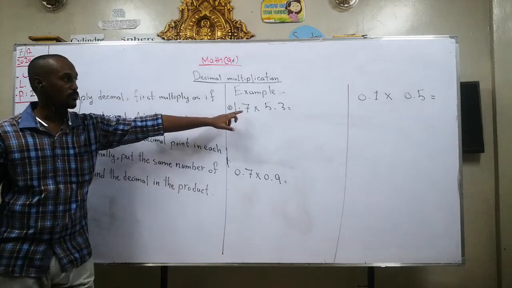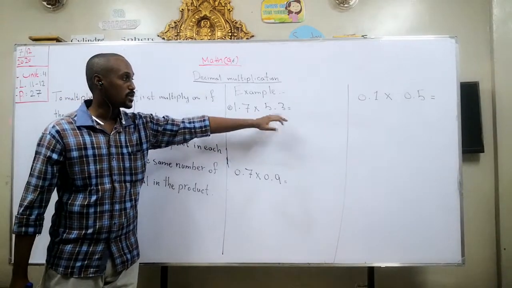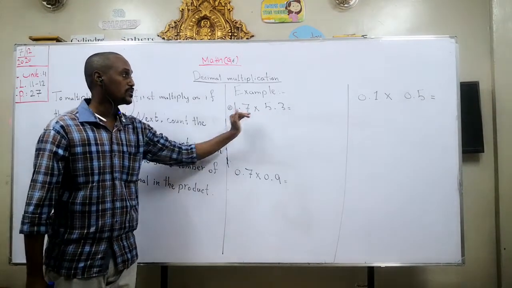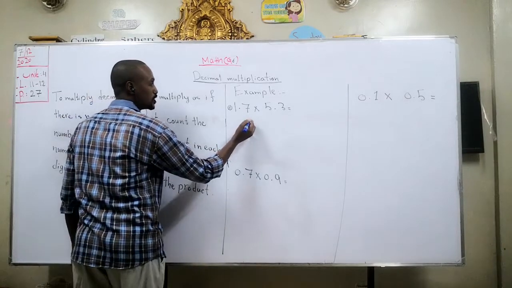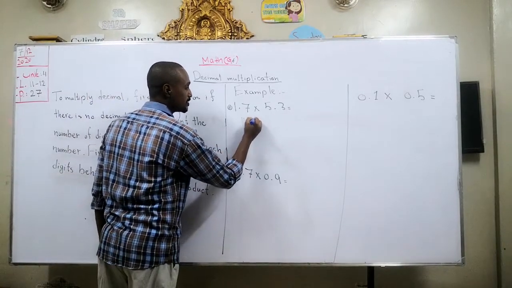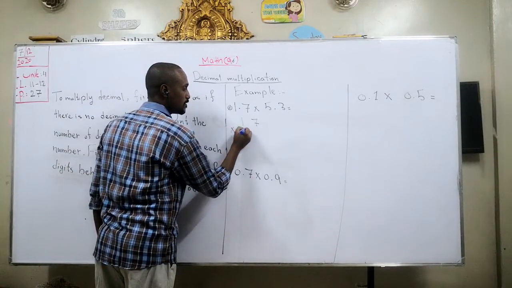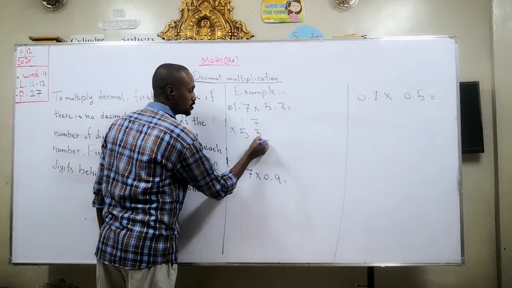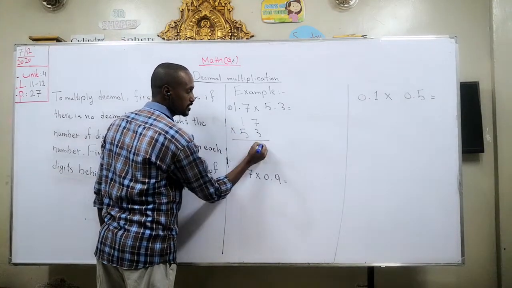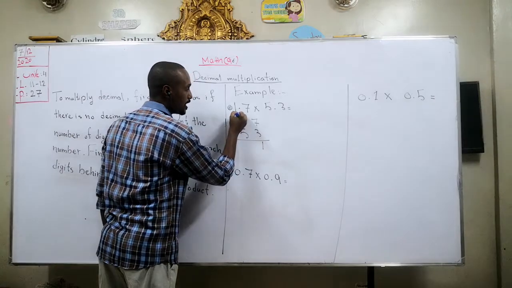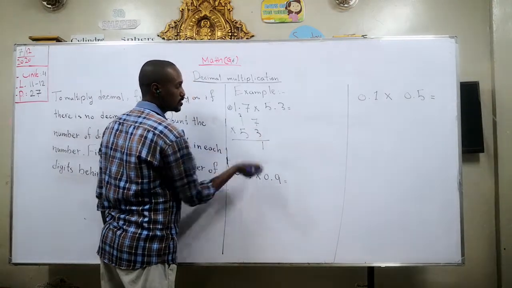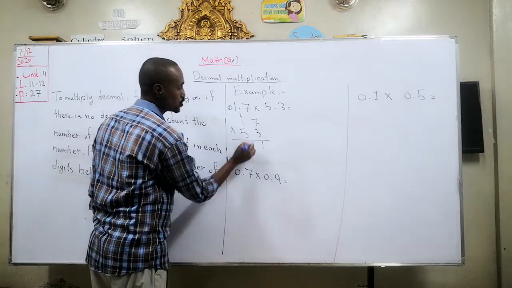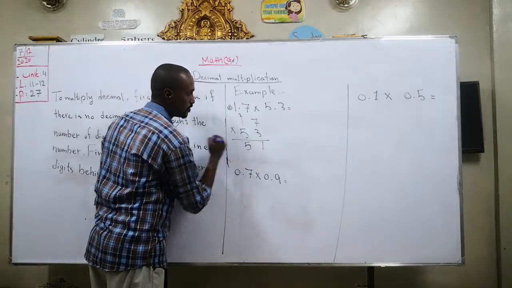Imagine this is 1.7 times 5.3. You're going to multiply as if there's no what? There's no decimal point. So you're going to multiply 17 times 53. We multiply 3 times 7, 21, write 1 and carry 2. 3 times 1 plus 2 equals 5.